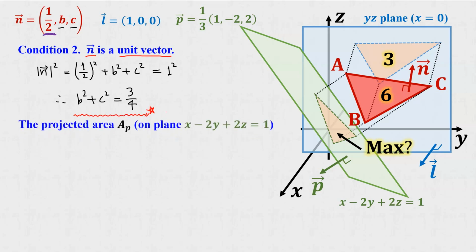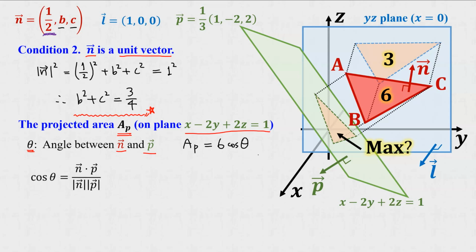And now let's finally obtain the expression for the projected area of triangle ABC onto plane x minus 2y plus 2z equals 1, which we will denote as AP. Now we need an angle between normal vectors n and p, and let's use theta for that angle. Then the projected area AP can be expressed as original area 6 times cosine theta.